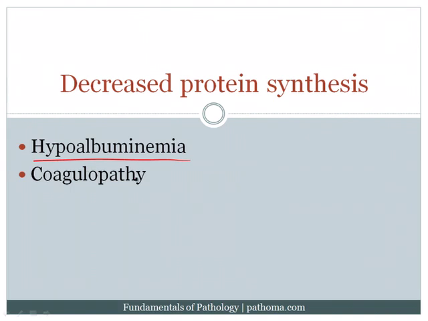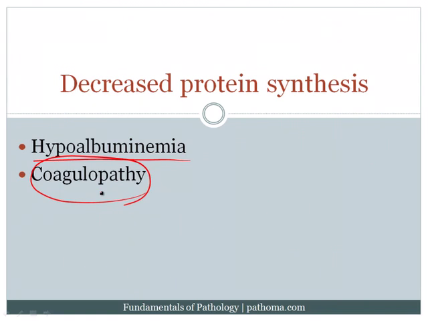In addition, the liver makes the vast majority of coagulation factors and also plays an important role in activating vitamin K via epoxide reductase, and so therefore the patients can develop a coagulopathy. Now it's important to note that with this coagulopathy, both the PT and the PTT would rise.